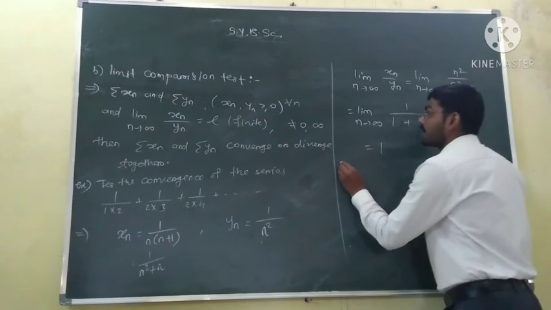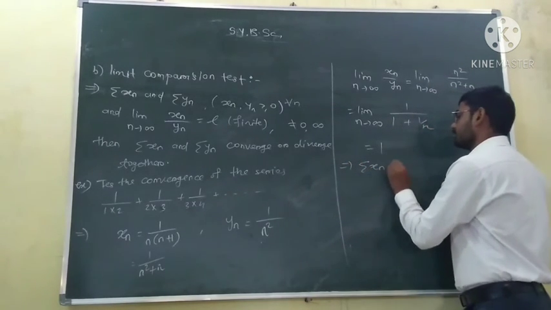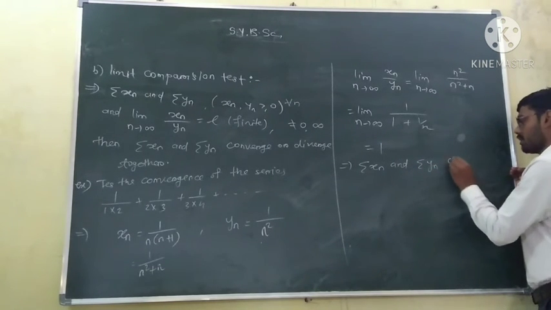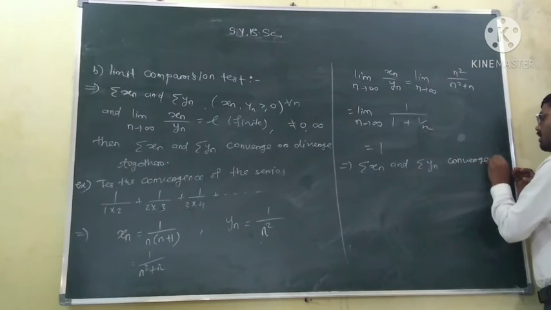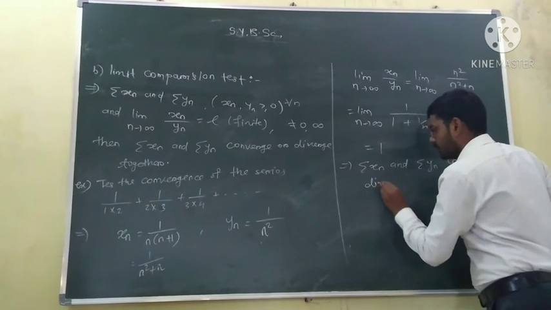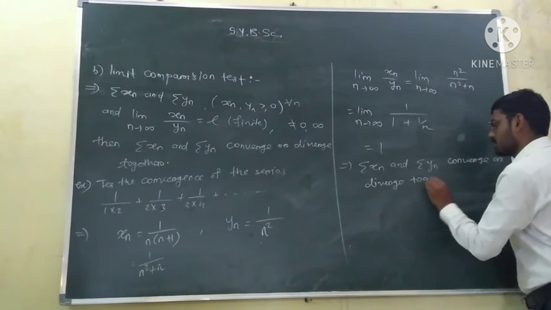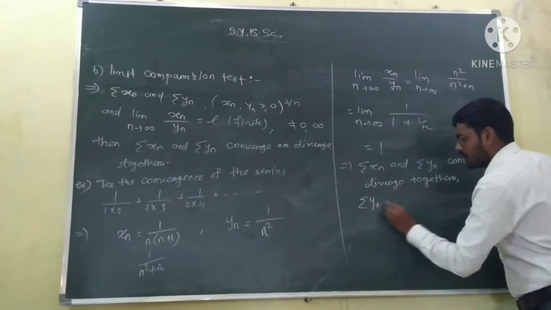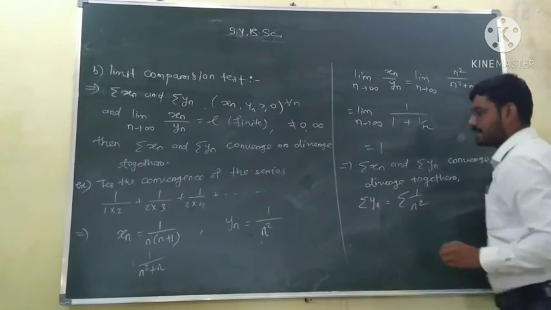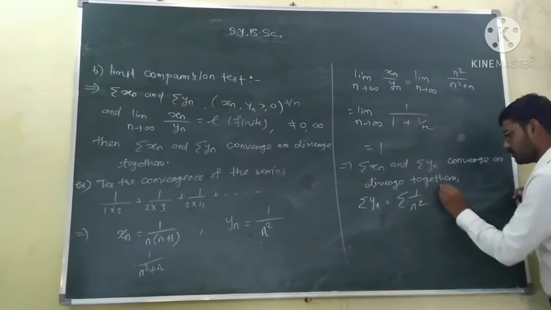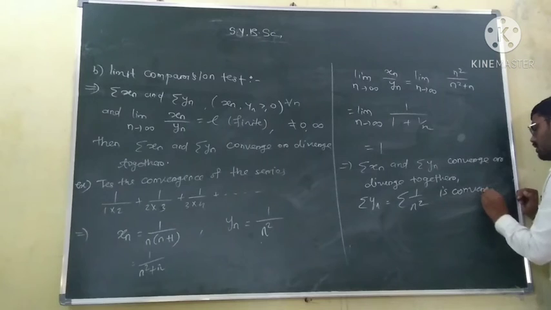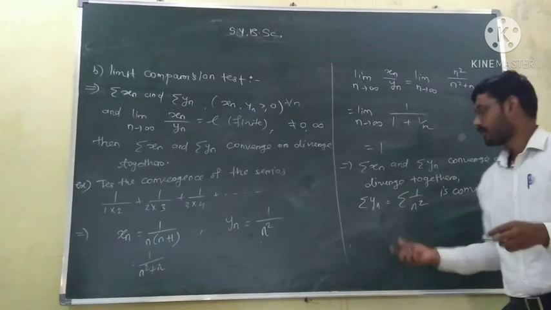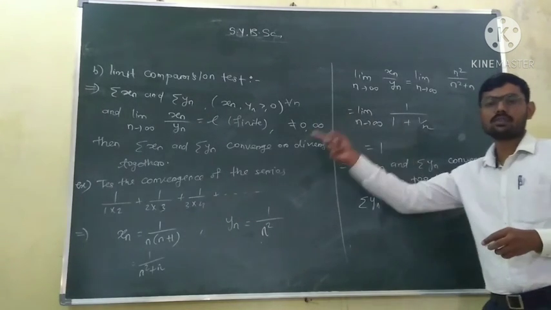So by the limit comparison test, the series xn and yn converge or diverge together. But the series yn, which is the series 1 by n square, is convergent by the P series test, and since both the series converge or diverge together and series yn is convergent, so xn is also convergent.